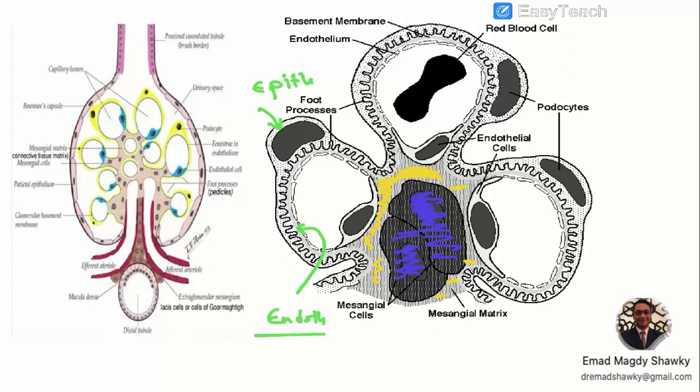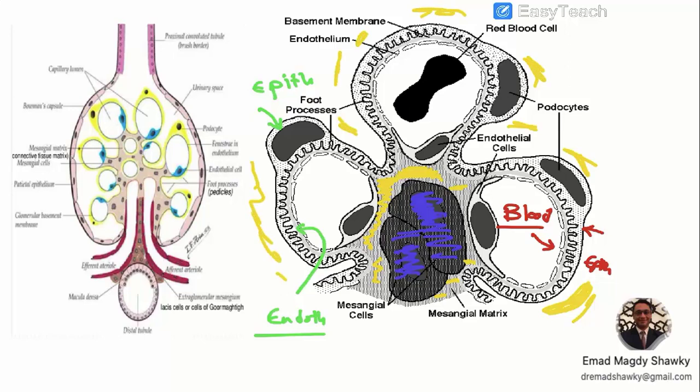We should solidify some knowledge here. The cells which face the blood are the endothelial cells. The cells which face the urine are the epithelial cells. So the urine is here. So outside the podocyte is the Bowman's space which collects the urine. Any outer surface means Bowman's space or urinary space.